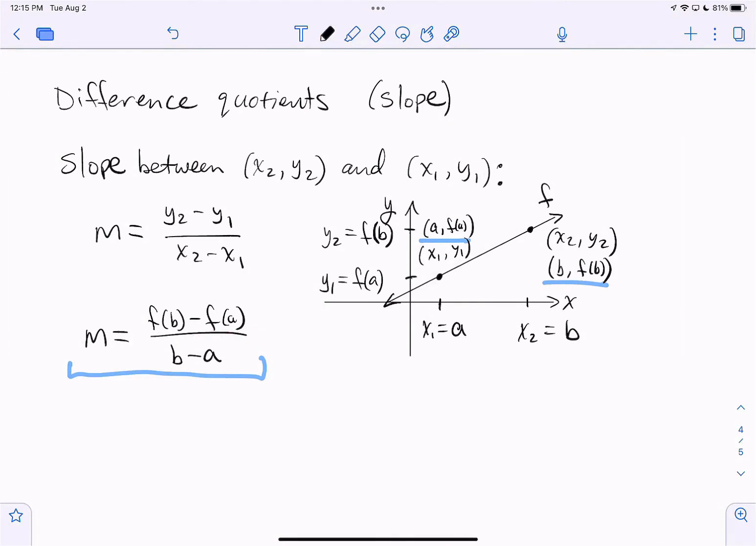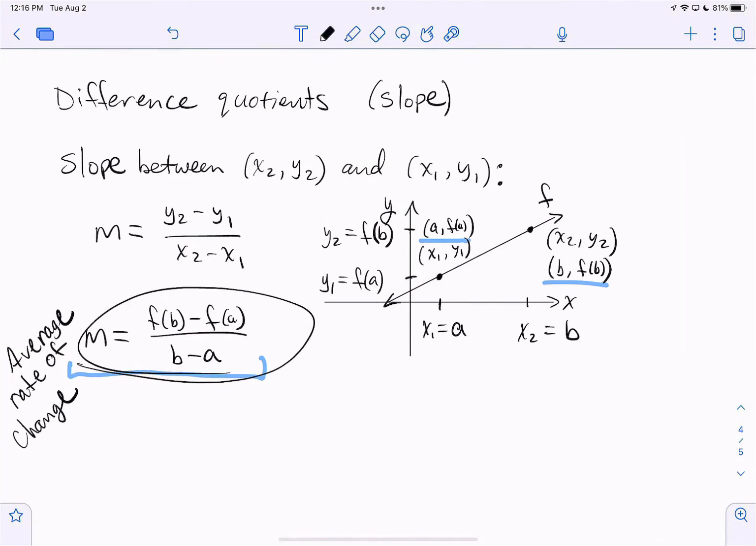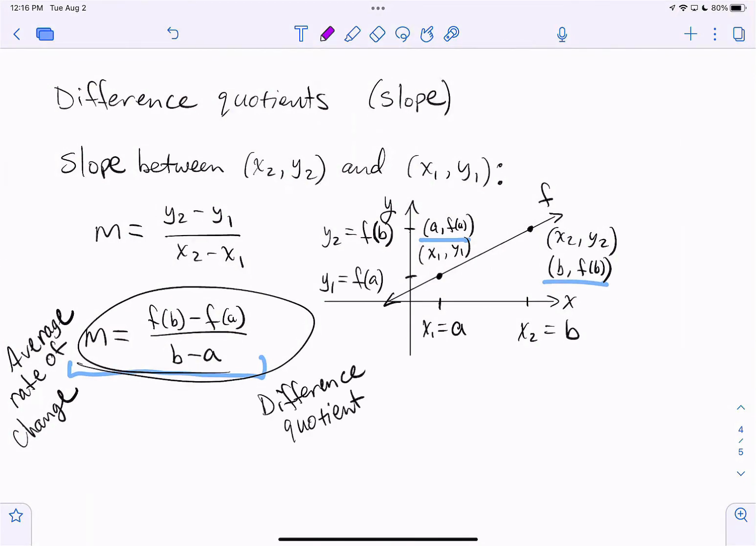You may recall this from pre-calculus as the average rate of change. Formally, it would be the average rate of change of f as x goes from a to b. We are now going to refer to this as a difference quotient. Okay, now I'm going to go back to the graph here.